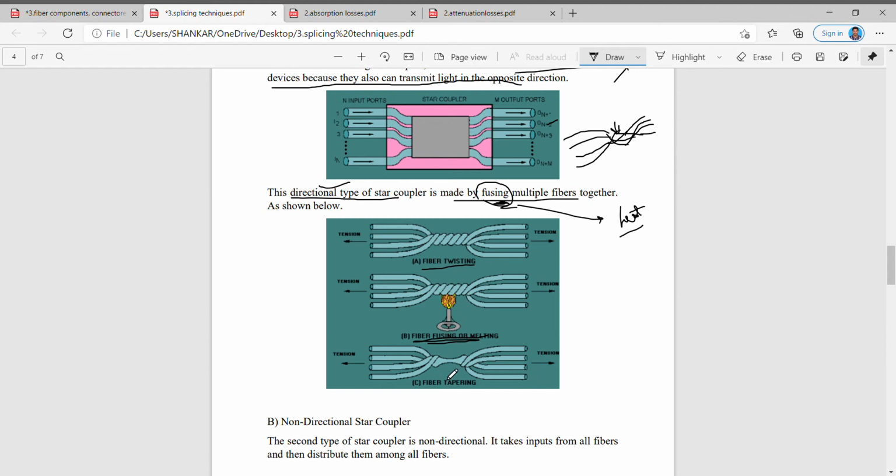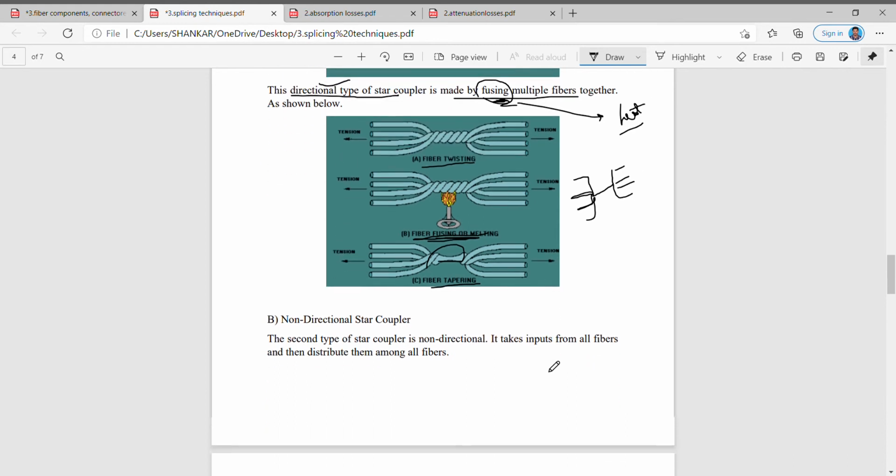So what we discussed is that the directional type star coupler will mix the n number of signals, and then it will be distributed among all the outputs. In order to mix the signals, we use the process called melting or fiber fusing. Then it will be represented in this format. After that, the signal will be applied to the fiber tapering method, and it gives the output. So this is the method of a directional star coupler.